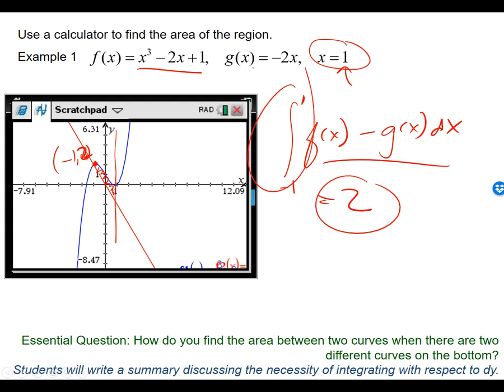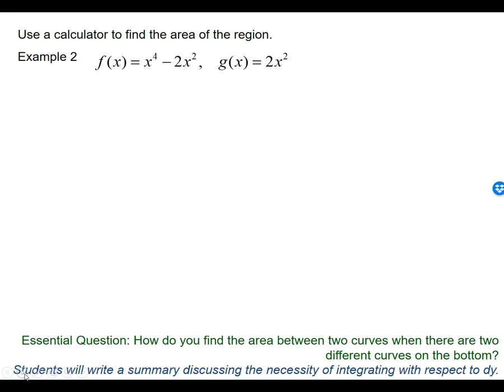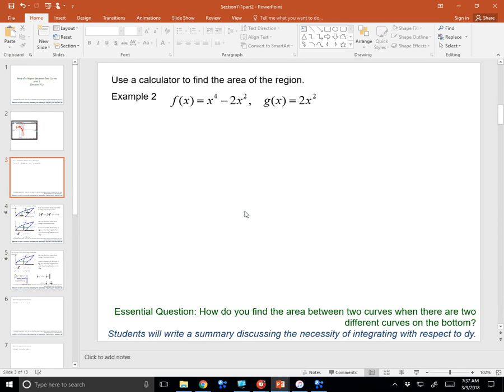Alright? Okay, let's look at the next one. There's another one in the calculator. Alright, go ahead and delete what you've got in the calculator. Type this in. Oh, this one's a good one.